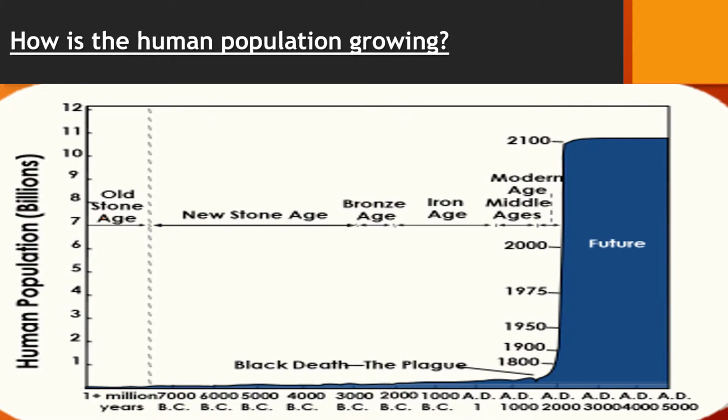So here we see human population growth. And one thing you'll notice is for most of human history, and keep in mind this is in billions over here, so we're looking at population in billions, for most of human history we have been below 1 billion people. Now today, the current population is 7.7 billion people.